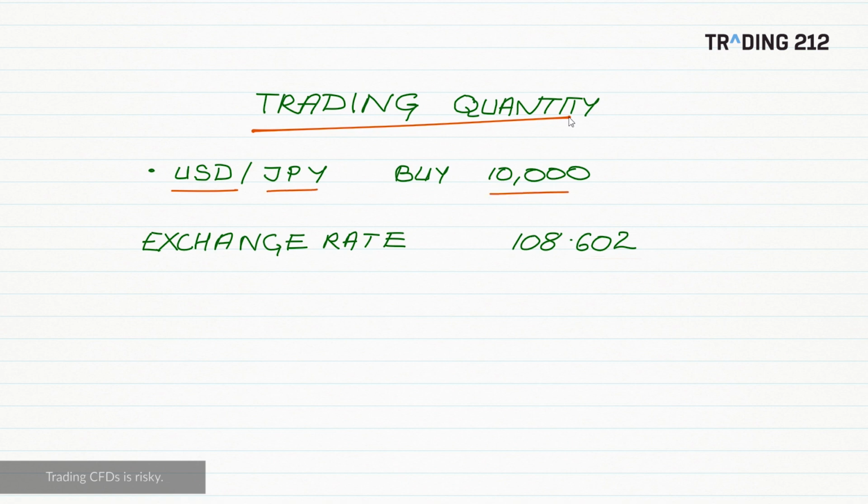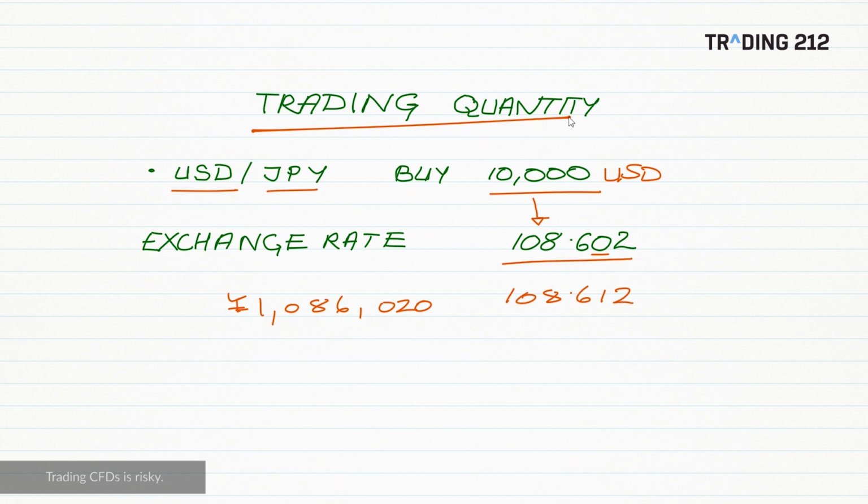So we bought 10,000 US dollars and we dealt at an exchange rate of 108.602. So we were buying 10,000 US dollars and selling 10,000 multiplied by this number in yen. So this was actually 1,086,020 Japanese yen. So let's consider if the price increased by 1 pip. Now with dollar yen, 1 pip is this second decimal place here.